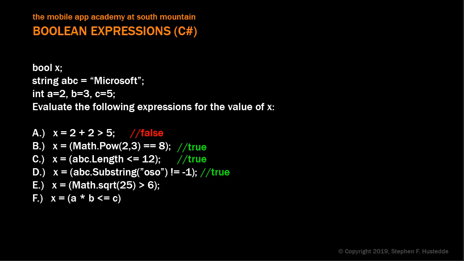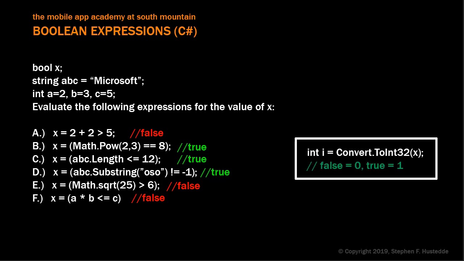That's a true statement. And then we have the square root of 25 using Math.Sqrt. And by the way, that S should have been capitalized on Sqrt. I apologize. That would be 5. 5 is the square root of 25. 5 is greater than 6? Nope, that is a false statement. And then A times B, 2 times 3 is 6, is less than or equal to 5. 6 is not less than or equal to 5, and that is a false statement.